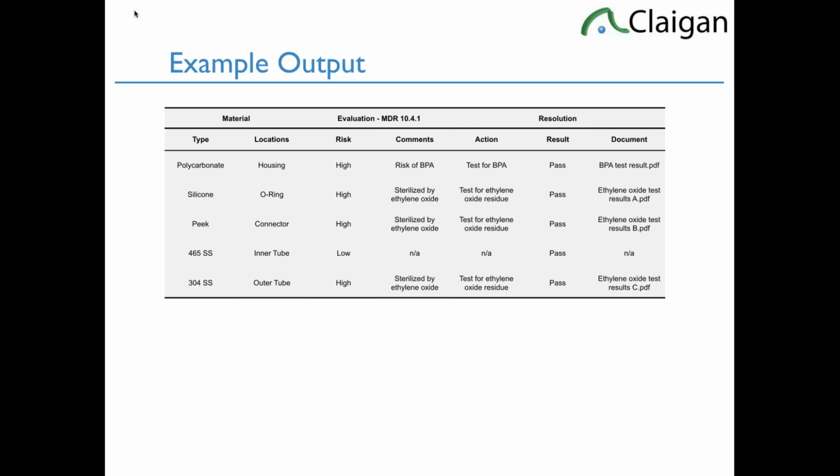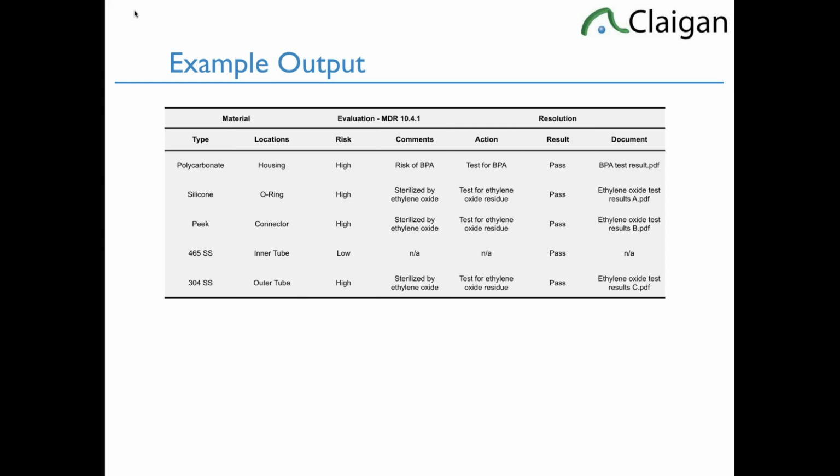And then it can say the stainless steel one, for whatever reason, it's not really possible, wasn't sterilized by ethylene oxide, and 465 stainless steel is low risk. But the 304 stainless steel was. So it says, here's the risk. This risk of BPA, and then the other ones are really sterilized by ethylene oxide.